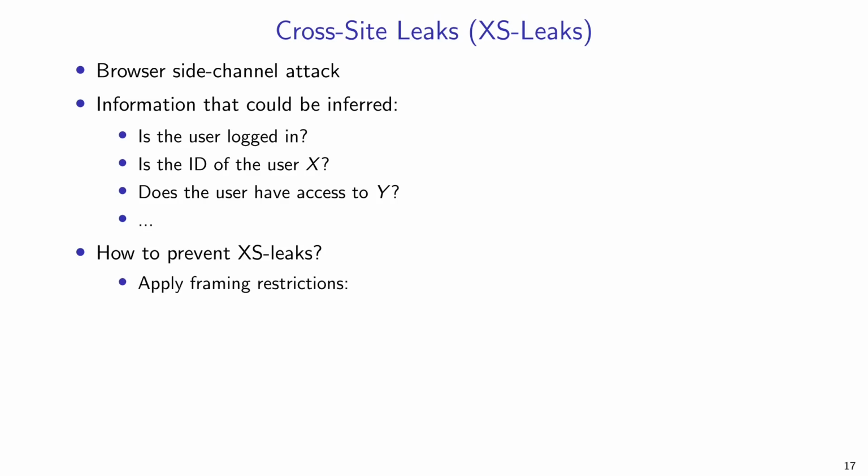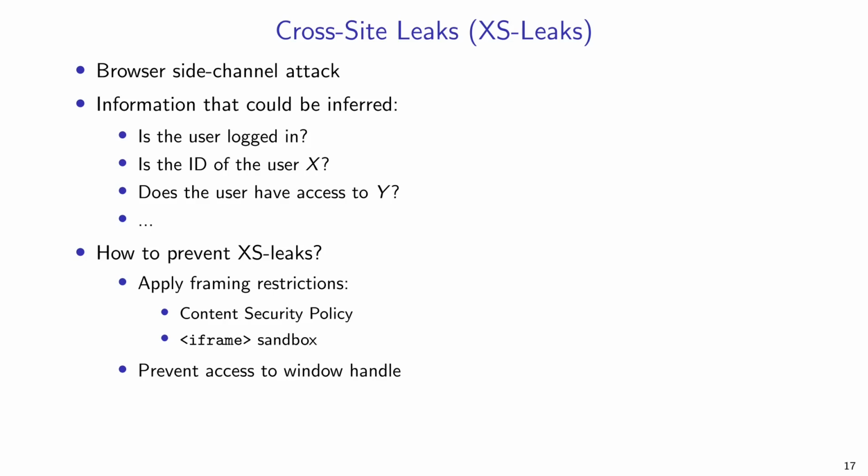First, we can apply framing restrictions. We can use content security policy directives to prevent other websites from embedding our site in an iframe. And we can sandbox any untrusted iframes we load ourselves. This helps defend against attacks where a cross-origin site loads our page in an iframe and vice versa, where our website loads a potentially malicious page. Next, we can prevent other websites from accessing a window handle to our website. We do this using the cross-origin opener policy. This prevents attacks where a cross-origin site opens a new window to our site and obtains a reference to that window.